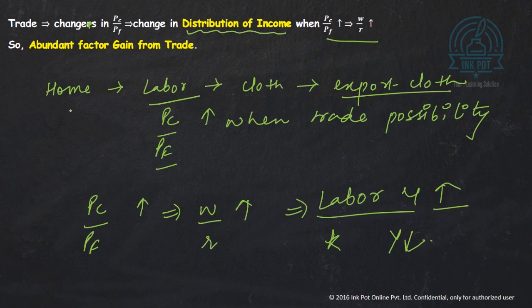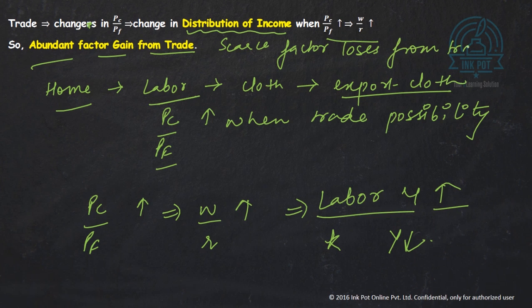What was labor? Labor was what the home country was abundant in. So the abundant factor gains from trade. What we are not saying, what is obvious right here? The scarce factor, which is capital, loses from trade. We didn't say it, but it will actually happen, because if labor income increases, capital income will fall. So when I say the abundant factor gains from trade, in a way I'm saying the scarce factor loses from trade, but we don't say that. We never focus on the negativity. We always focus on the positivity. So the abundant factor gains from trade. Flip side, the scarce factor loses from trade, right?